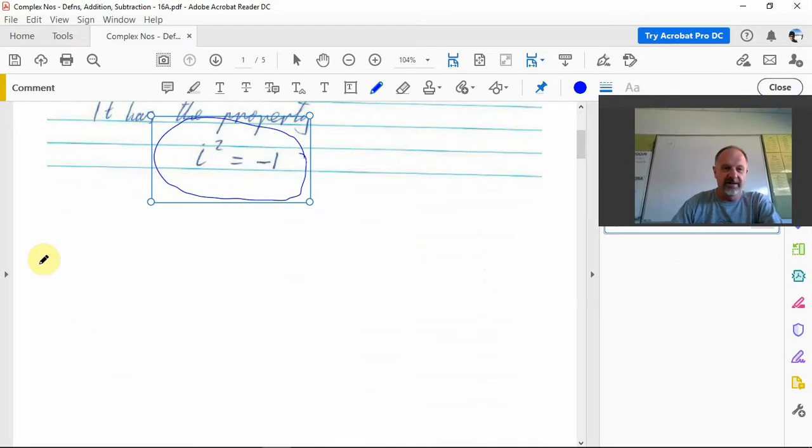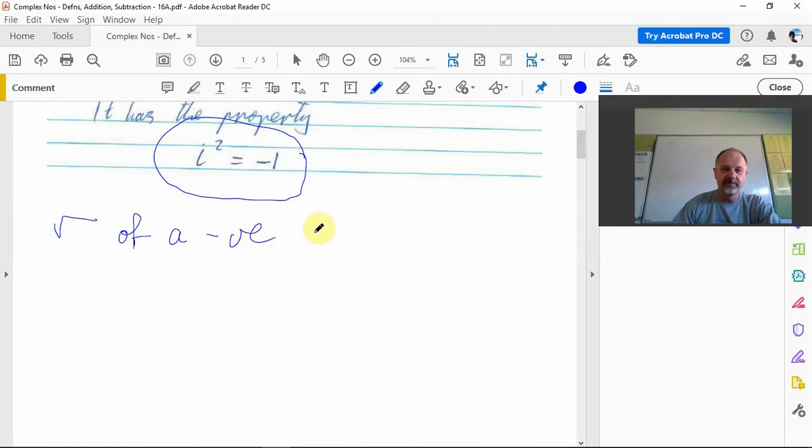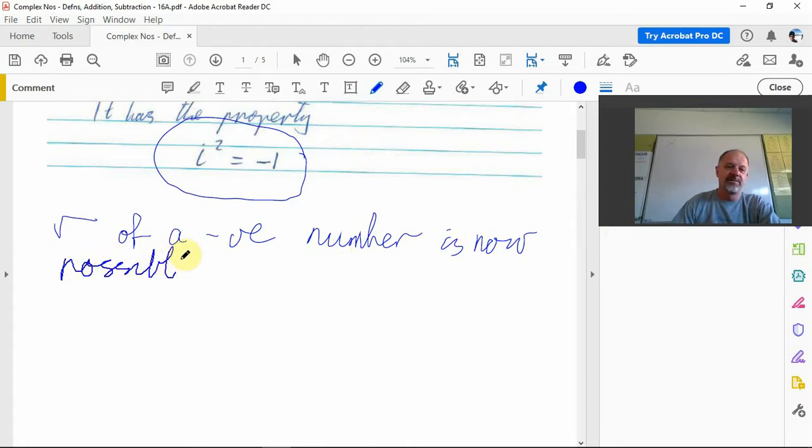So what that then allows us to do is we can now find the square root of a negative number. All right, that is now possible. Up until this point, what we've been working in is the real number field, and of course you can't square root a negative number in the real number field, but in the complex number field you can. And it's using this i squared equals -1.